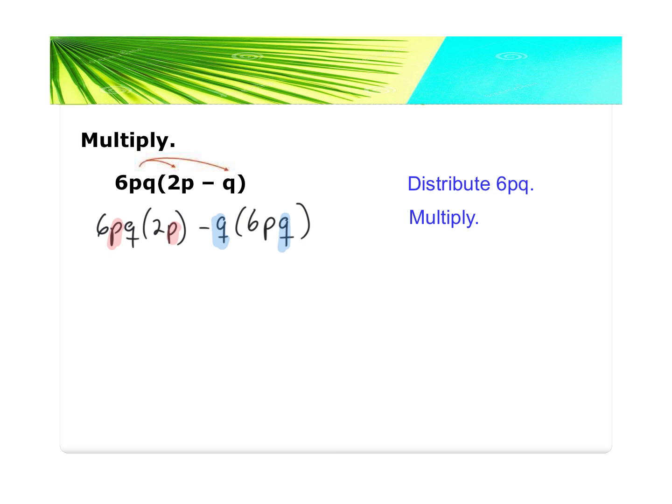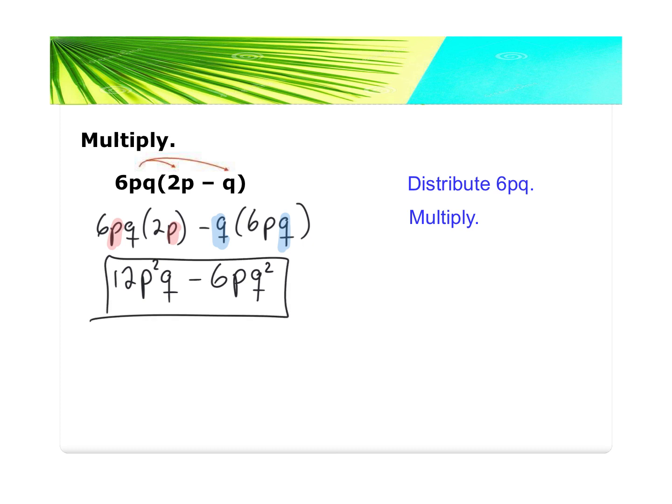So for this first term, we're going to do 6 times the 2 to get 12. The p's, because we have 2, is going to be p squared q. And then we're going to get minus 6p q squared, because again, we have 2 q's. This would be your final answer.